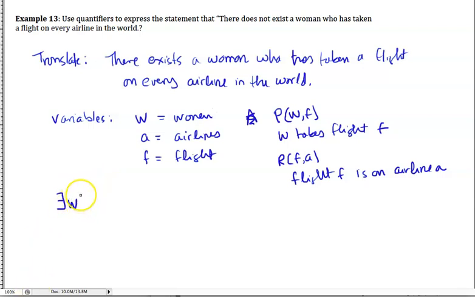There exists a woman such that for every airline A, there exists a flight such that P of W, F, the woman was on that flight, and R of F, A, the flight happened on that airline. Okay, so that's the translation of that statement.